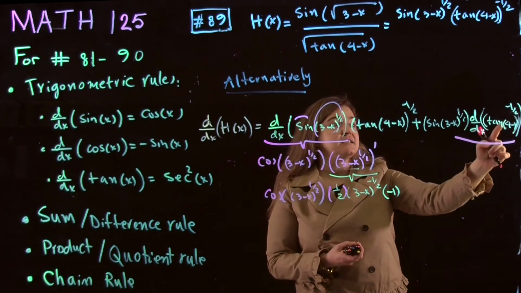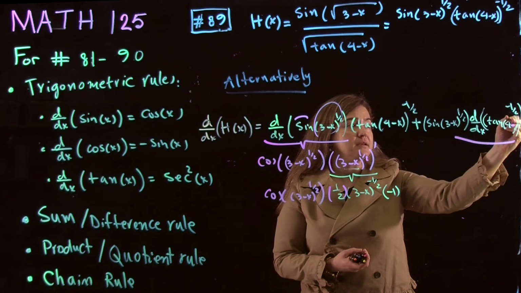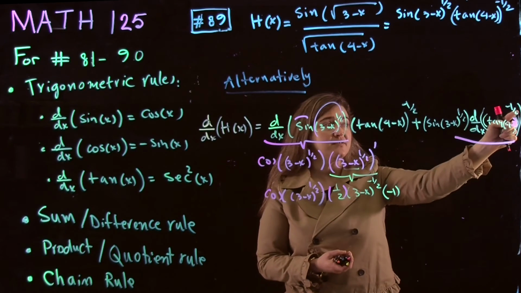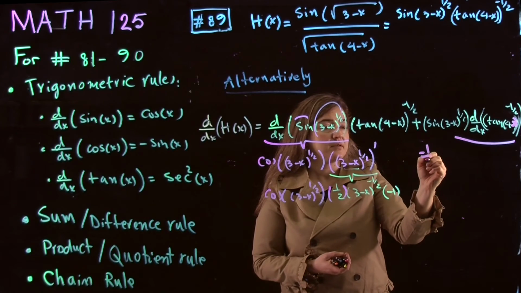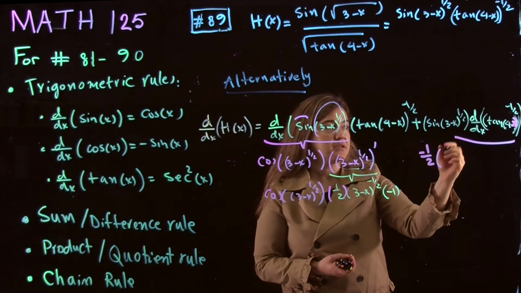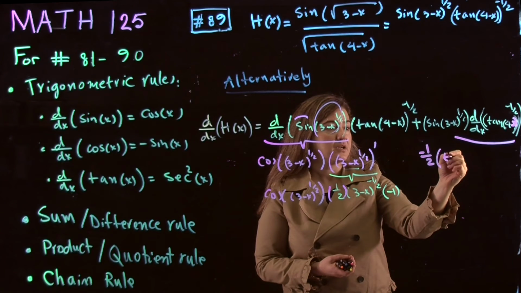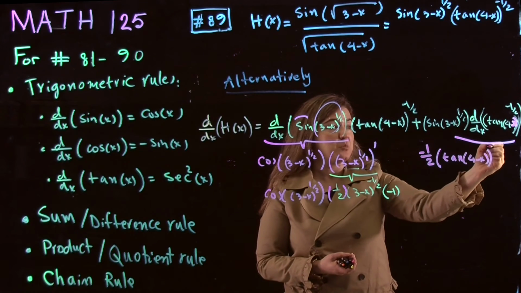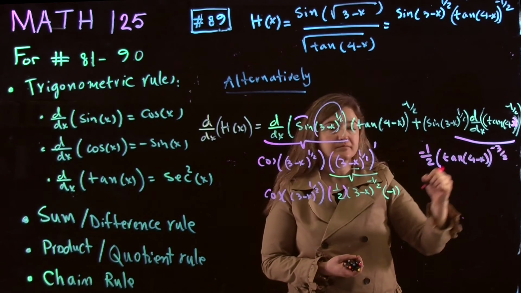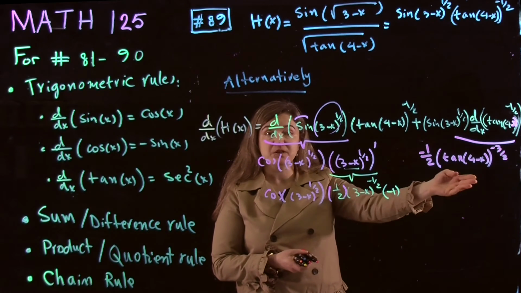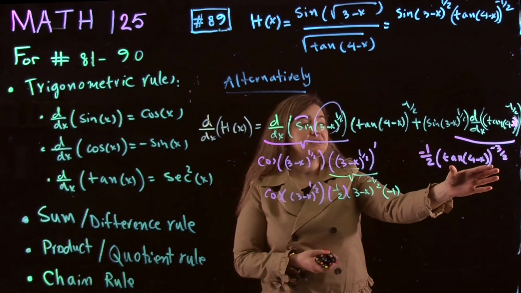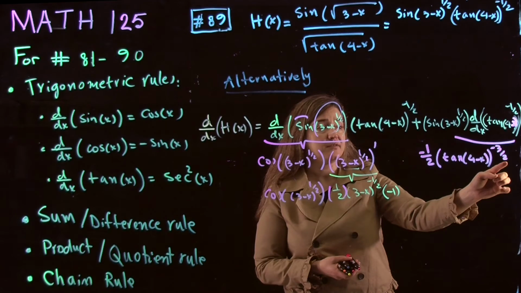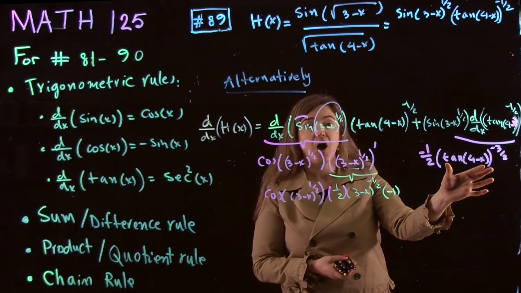Second factor is tangent of 4 minus x, the entire thing to power negative 1/2. So the outside function is to power negative 1/2 times tangent of 4 minus x to power 1 less, subtracting, negative 1/2 minus 1 gives me negative 3/2. So this is the derivative of the outside function, negative 1/2 to power negative 3/2, and inside unchanged.